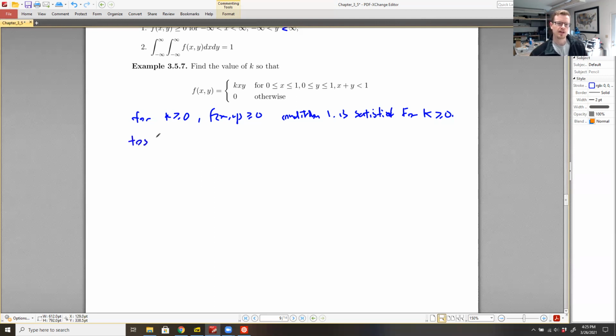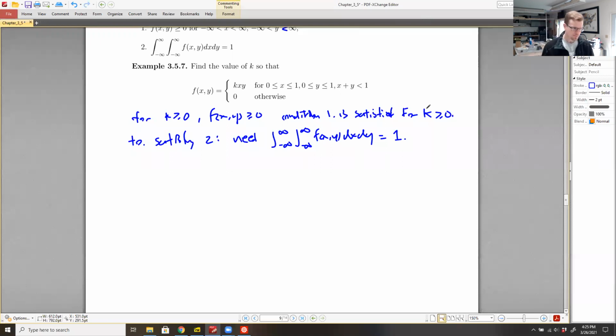Let's see here, to satisfy the second condition, we need the integral from negative infinity to positive infinity and from negative infinity to positive infinity of the function, integrated with respect to x, then y, to be equal to 1. Again, we need that area to be 1. All right, excellent.